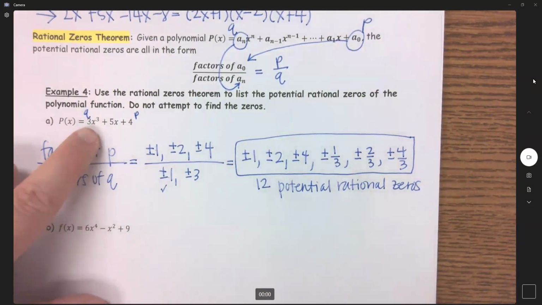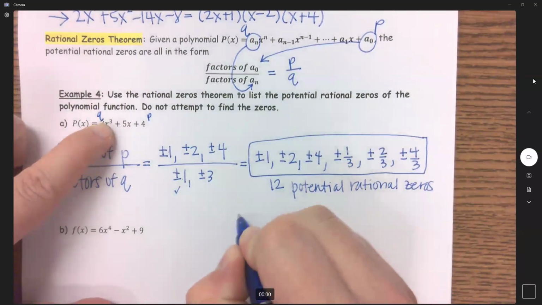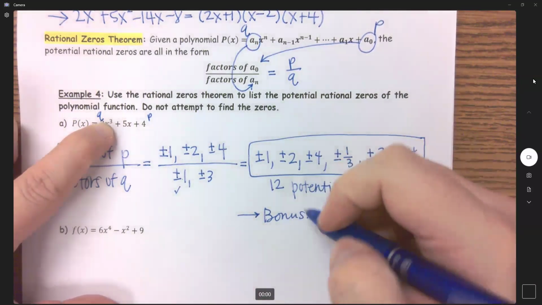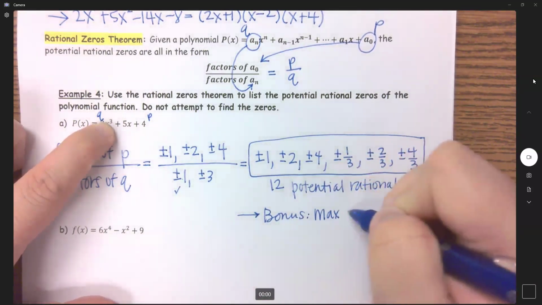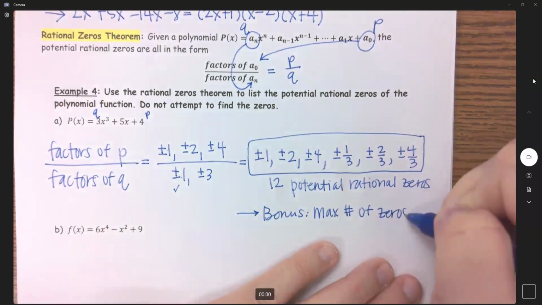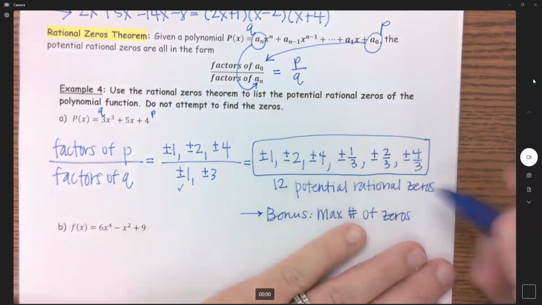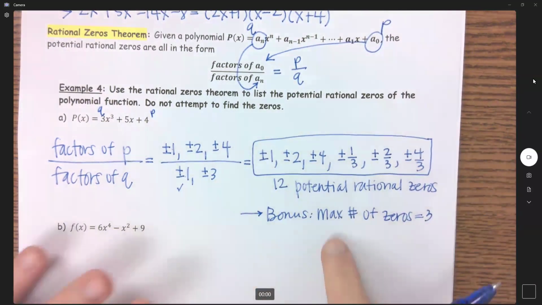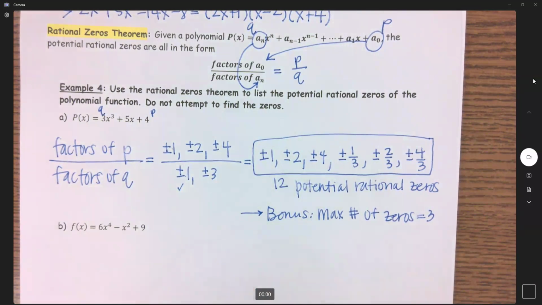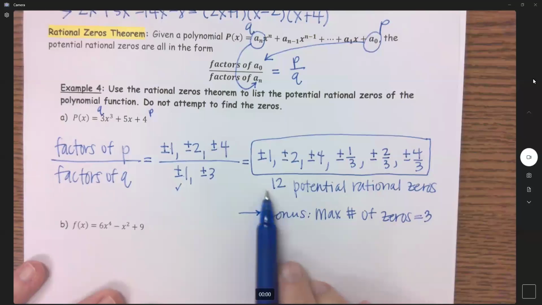Okay, but when I have an x cubed, that has a degree of 3 as a bonus right here. My maximum number of zeros is 3. And these maximum number of zeros include rational and irrational, real and complex zeros. And I have a potential of 12.